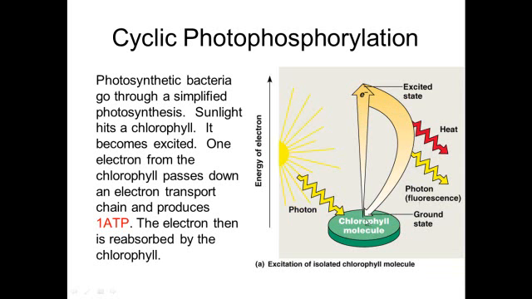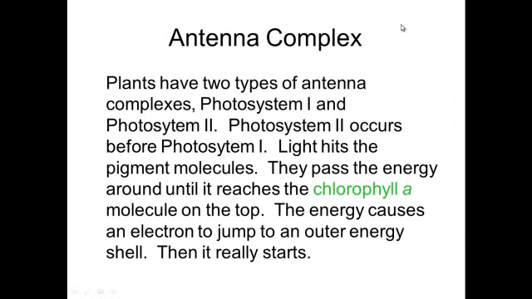So bacteria create ATP by using sunlight coming down, hitting a chlorophyll molecule, the electron jumping to an outer shell. When it falls back down, that energy can be converted to ATP. So that's cyclic because nothing is lost from the molecule. The electron stays with the same molecule. It just runs around in a little circle. Okay, that pile of pigments, like I said, is a photosystem.